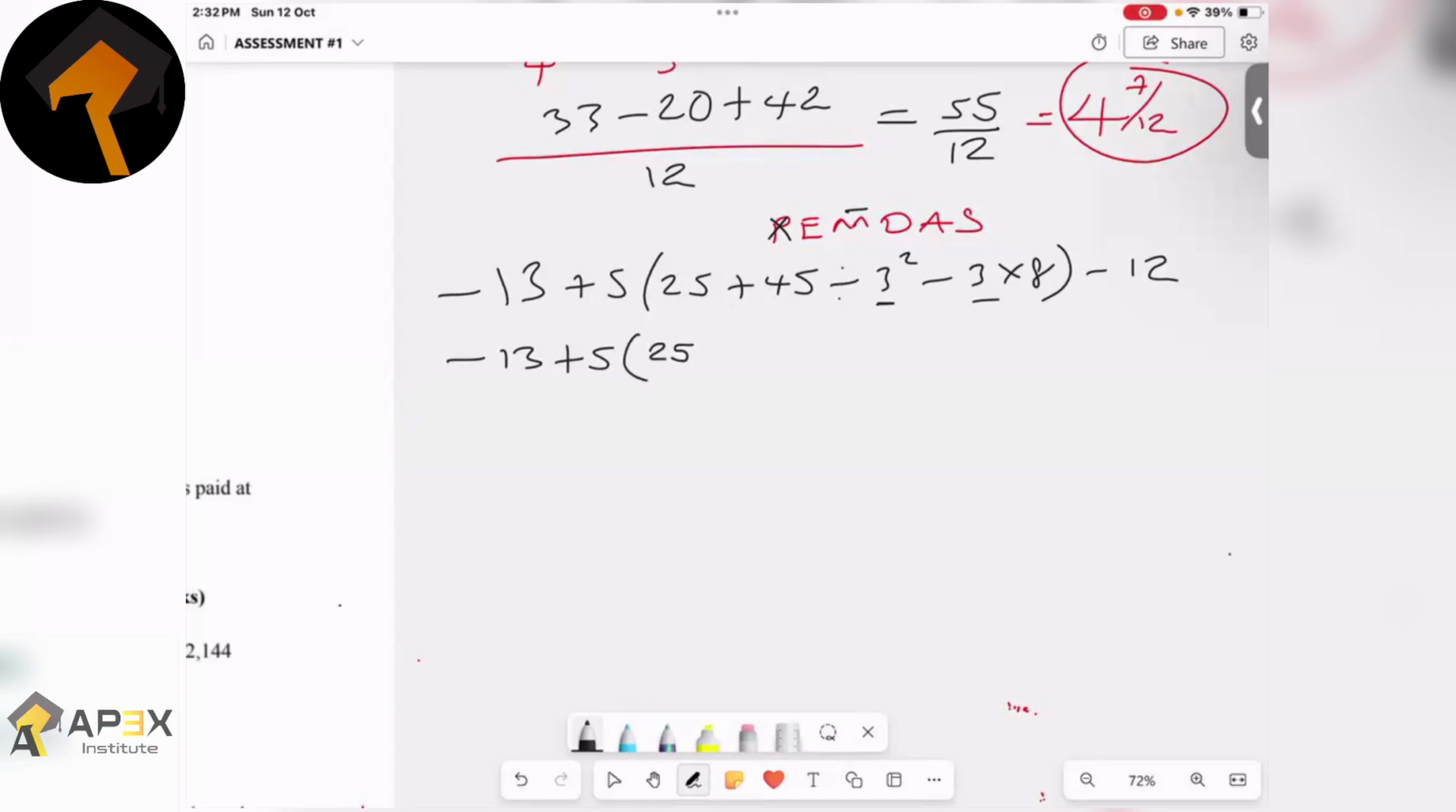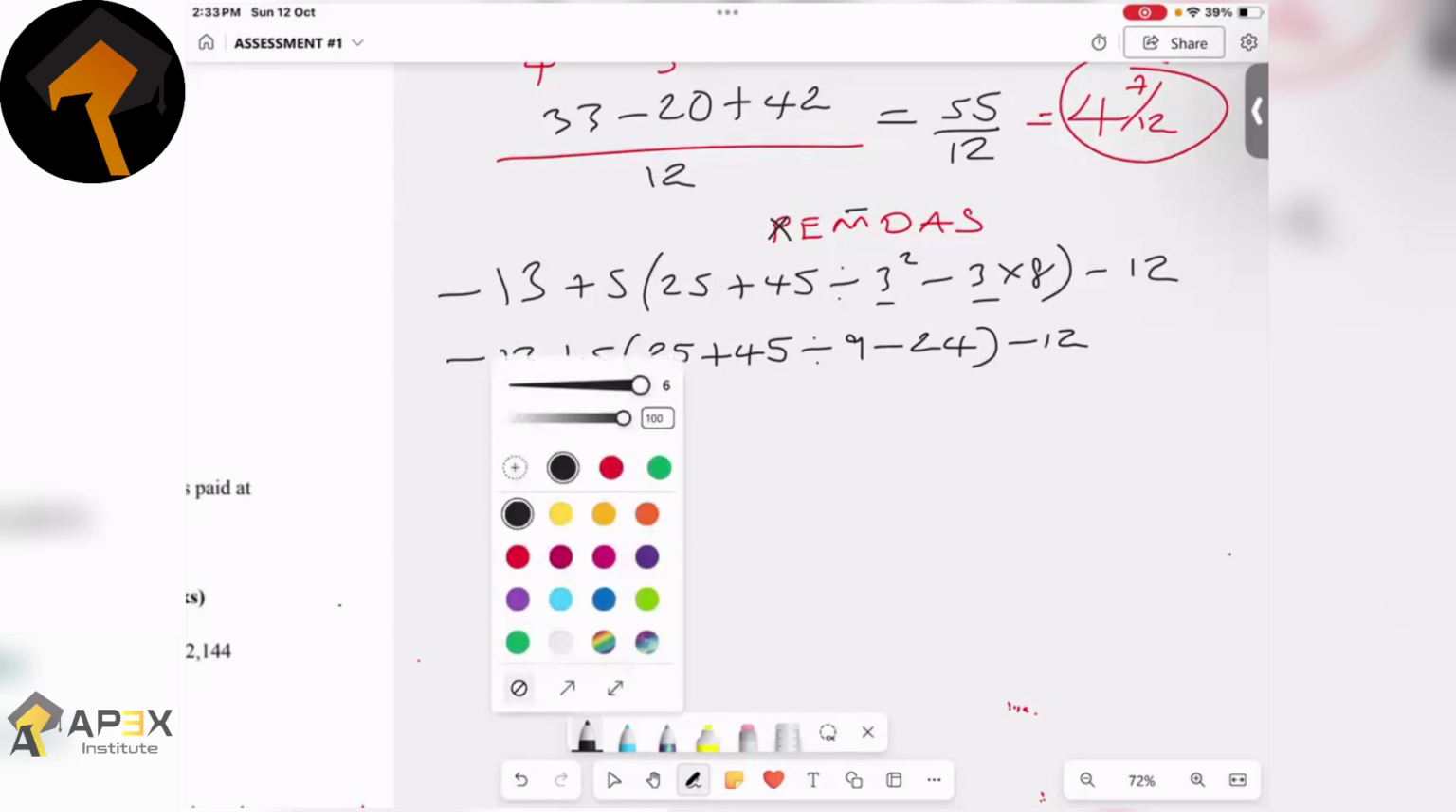I'm going to rewrite my 25 plus, I'm going to write back my 45 here. I'm going to convert my exponent 3 squared to 9. And at the same time, I'm just going to get rid of that multiplication, since that's what comes next. I could save a line and do 24 here. Close my bracket, minus 12. All right? Like I told you in the video tutorial, when you get to an advanced level, you may be able to do 2 or 3 things at the same time with experience.